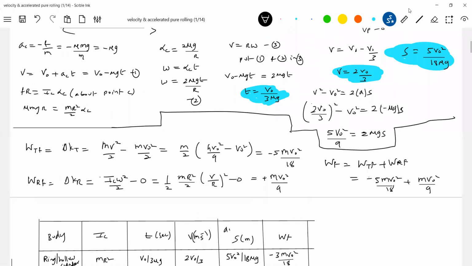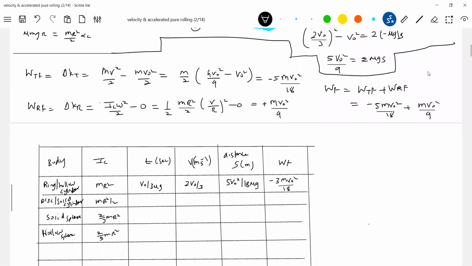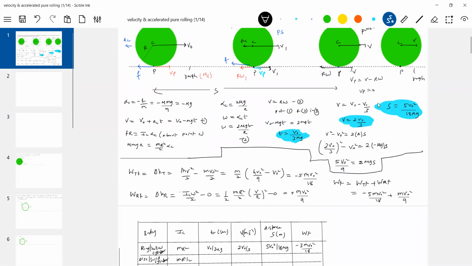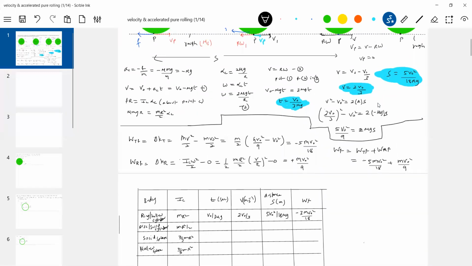Okay, this is one method what I have shown here, and there's one method what I am showing. So this is the way of learning things. All rigid bodies will not take the same time. If you want, you can try for this.